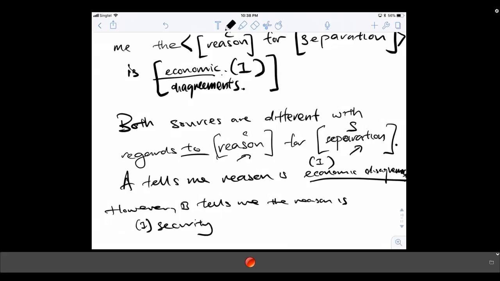Okay, so can you see in your difference, the C and the S, the criteria and the subject, are the same. It's the reason for separation. That is what you're comparing. The difference is the inference. A tells me the reason is economic development. B tells me the reason is security. So that is how you do a good comparison.